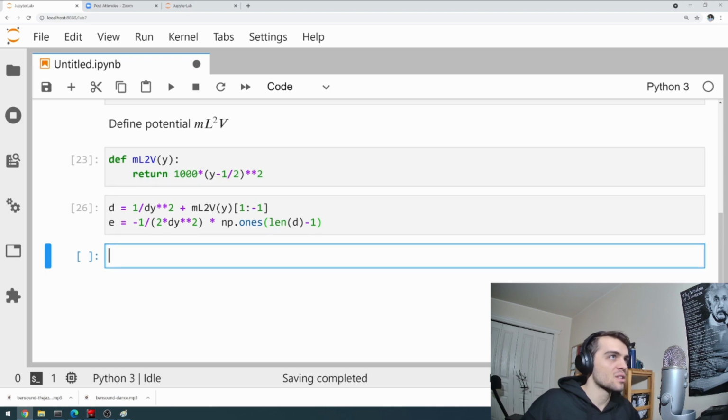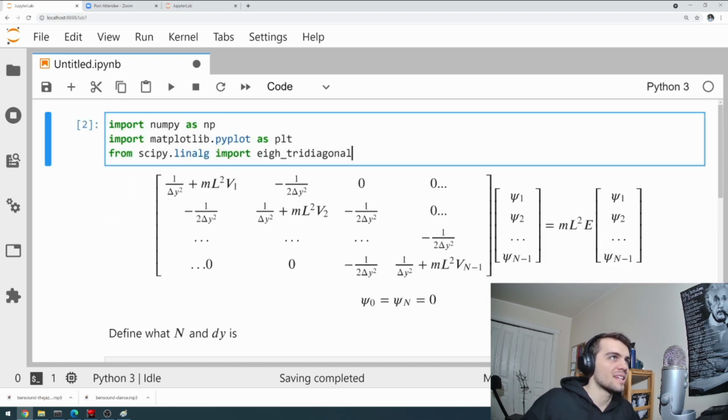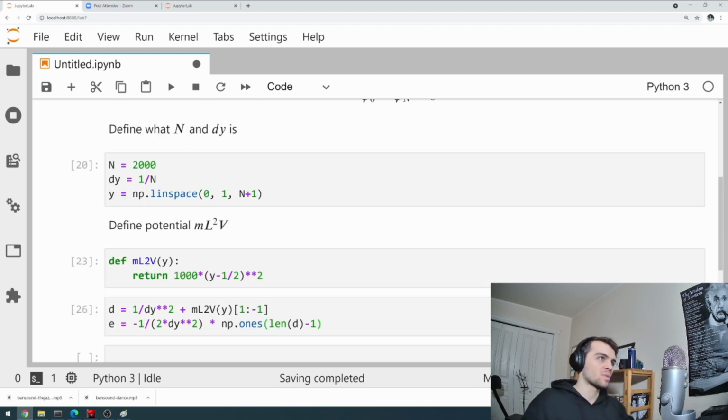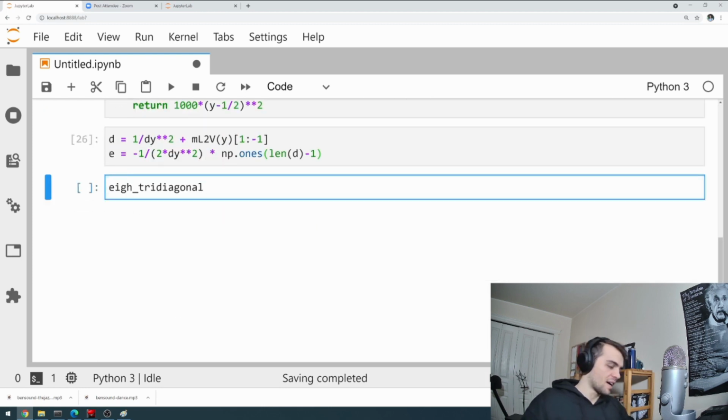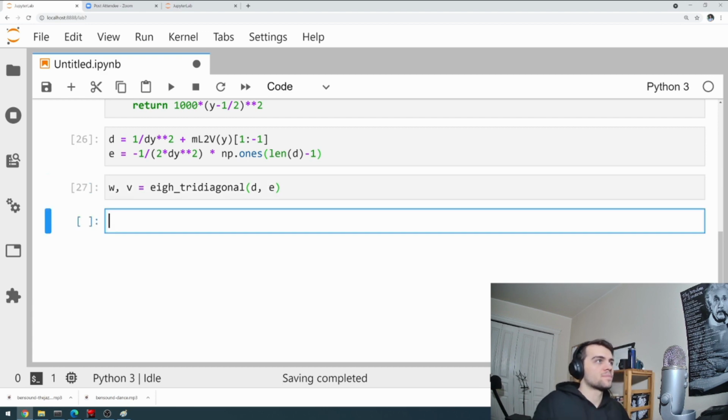And using this, we can plug this straight into the SciPy tridiagonal method, and this will give us our eigenvalues, or our eigenenergies, and our eigenfunctions, V, eigenvectors. And we basically just need to give it D and E, and it's very simple. And we have our eigenenergies and eigenfunctions.